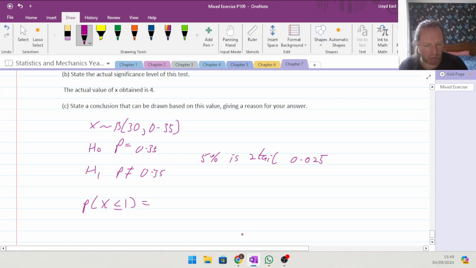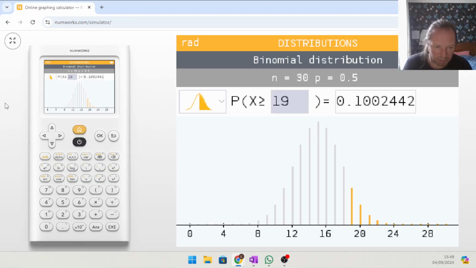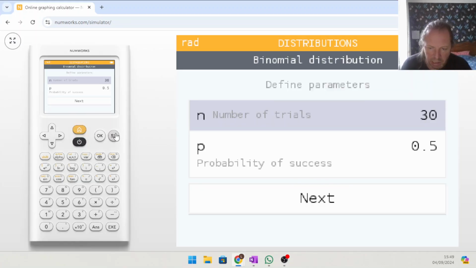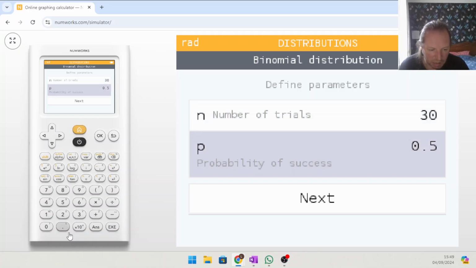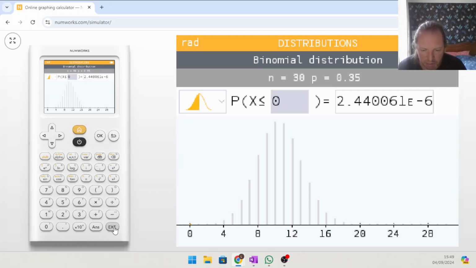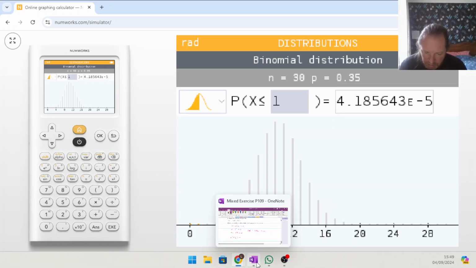Again, bringing up our calculator. The number of trials is 30, and we are looking at 0.35 this time. You can already see that it gives you a clue as to the shape of this, where the mean is, all of these things. Now on 0, it's very small. Let's bring it up to 1, and we can see it's still very small, 0.000 something.